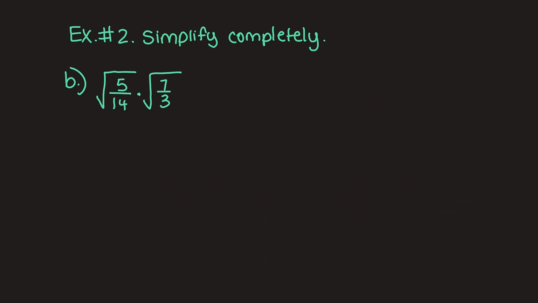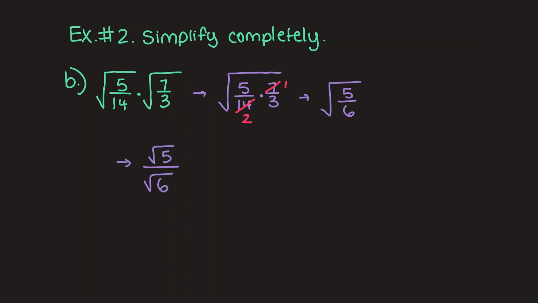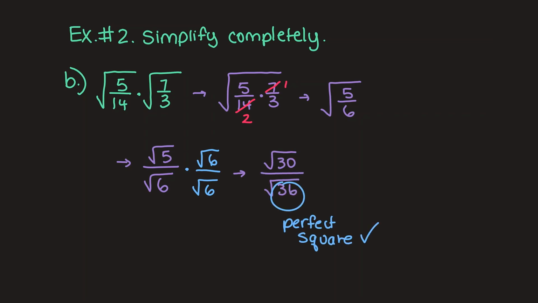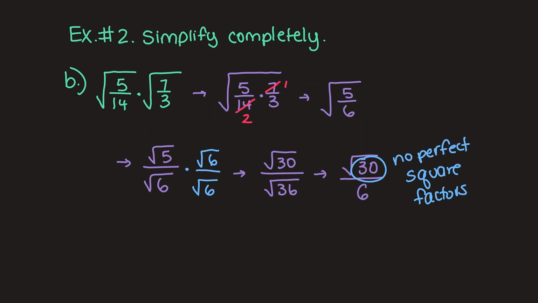For the next example, it looks like we can't reduce the fractions in the radicals, so let's apply our product rule, and we can reduce the 7 and the 14, so we have the square root of 5 over 6. Apply the quotient rule, and now we have to rationalize the denominator. So we can multiply by the square root of 6 over the square root of 6, so that our radicand is a perfect square. And this simplifies to the square root of 30 over 6. And since 30 has no perfect square factors other than 1, our expression is now simplified.